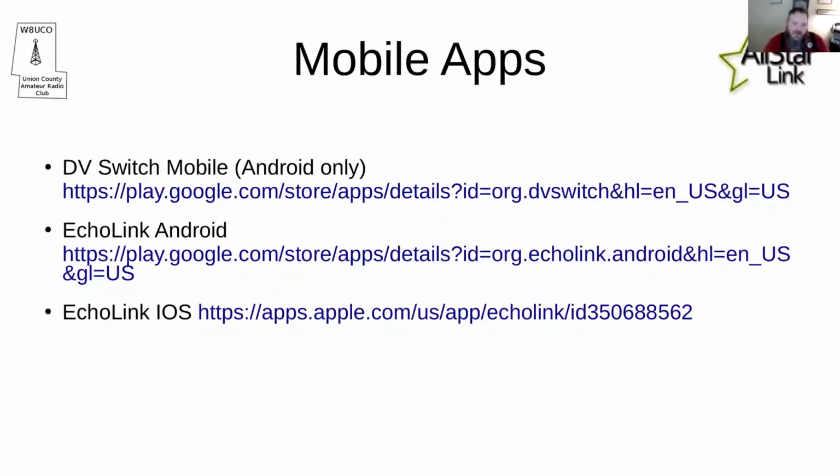Mobile apps, there's DV Switch Mobile, which is available for Android. And DV Switch Mobile requires you to have an Allstar node that's set up to use it with. There's Echolink for Android and Echolink for iOS. With Allstar, you can configure it to allow Echolink connections, which I have set up on my node.